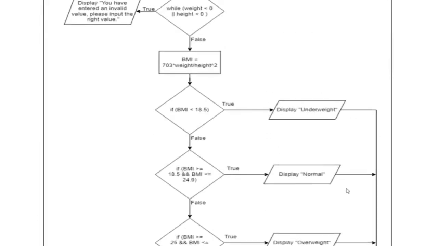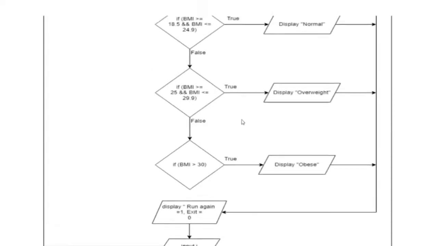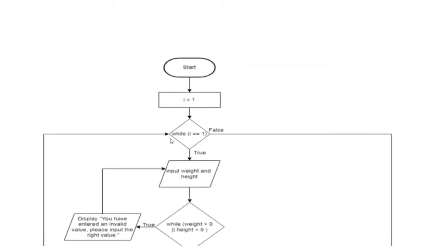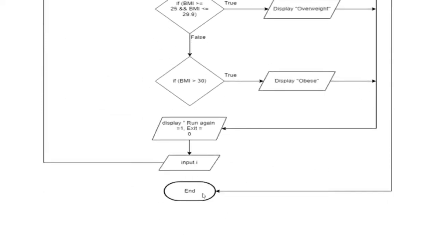After the program displays underweight, normal, overweight, or obese, the program will ask the user either to run again or exit. If the user wants to run again, the user will input 1. If the user wants to exit, the user will input 0. If the user inputs 1, it will continue to run. If the user inputs 0, which is I is not equal to 1, the program will end.